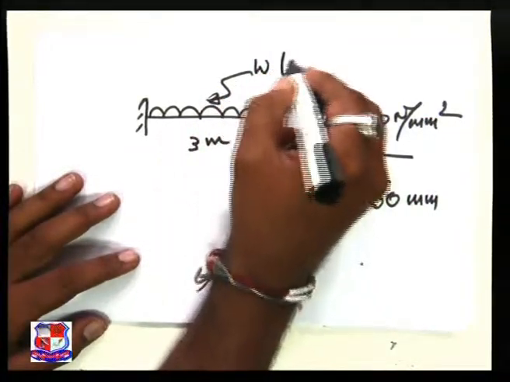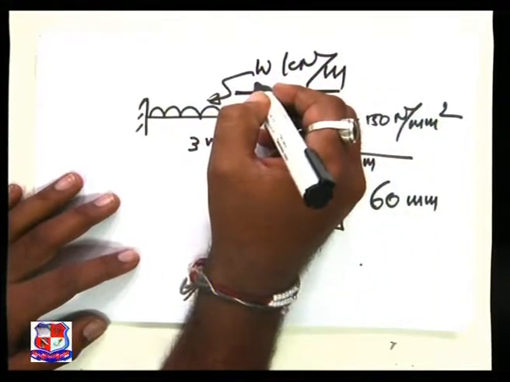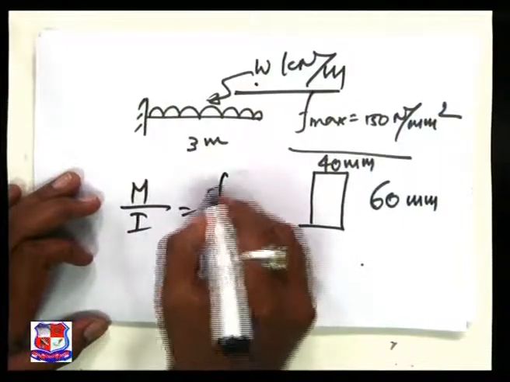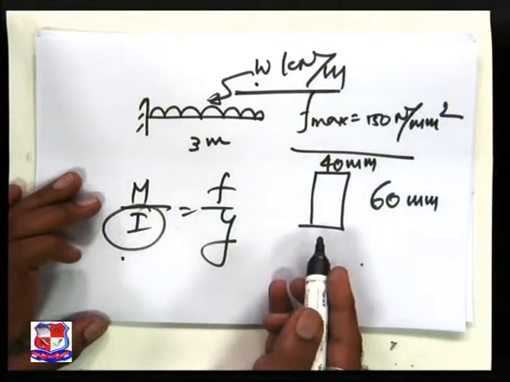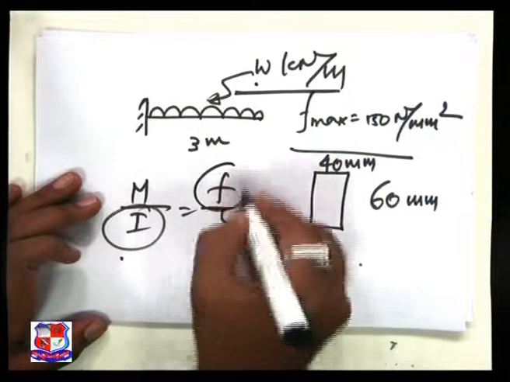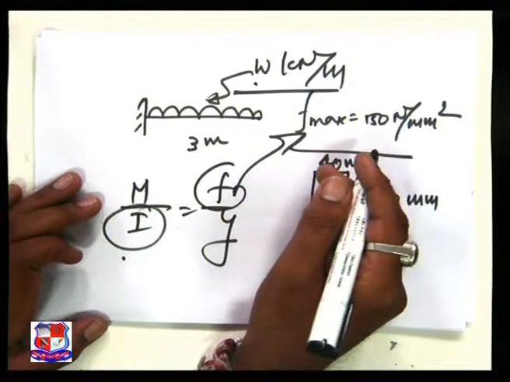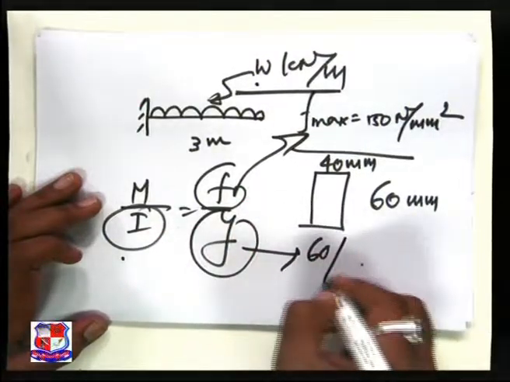Let it be W kilo Newton per meter. Our intention is to find the value of W by using a single equation, M over I is equal to F over Y. I we can easily find by using the rectangular section which has been given to you, so it is 1 by 12 BD cube. The value F, which we have already found from the previous equation, that is F max is equal to 150 megapascal, and Y is nothing but 60 by 2.